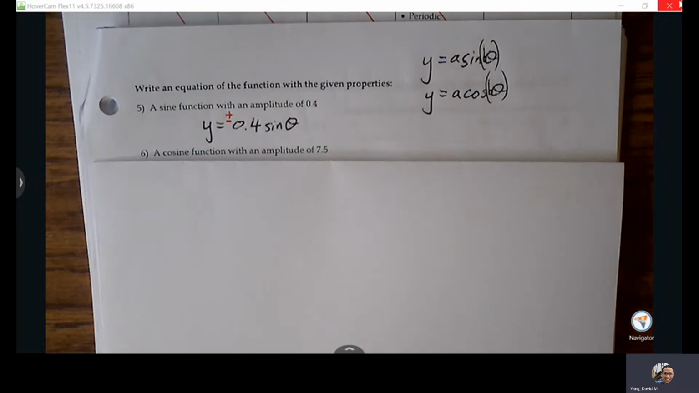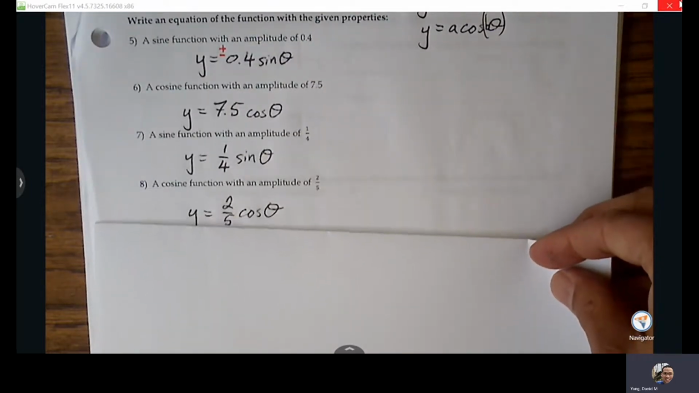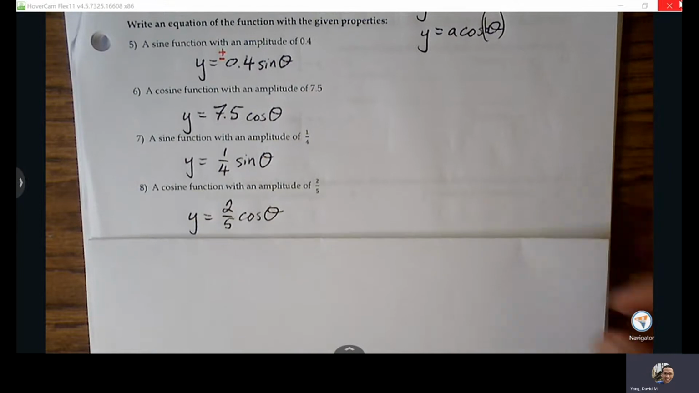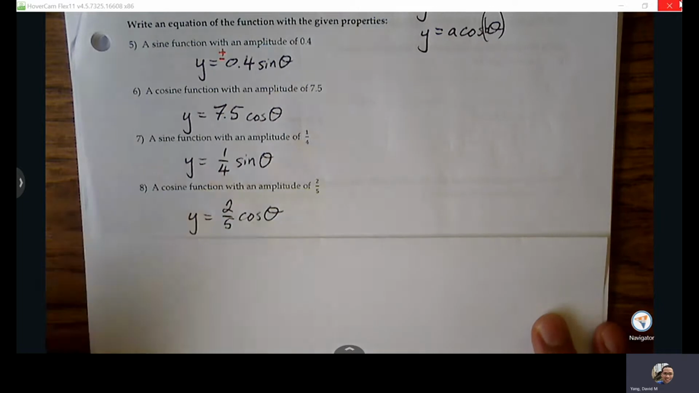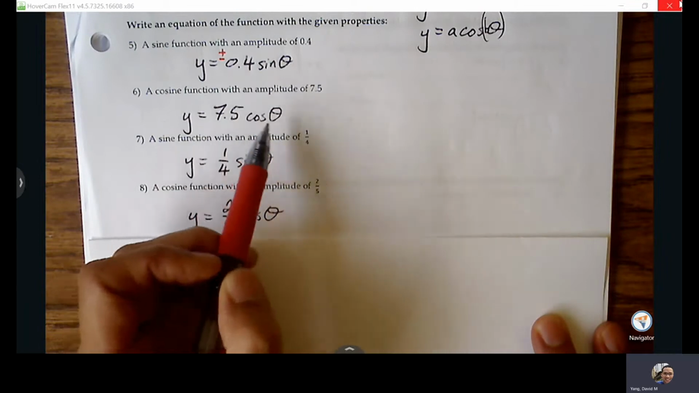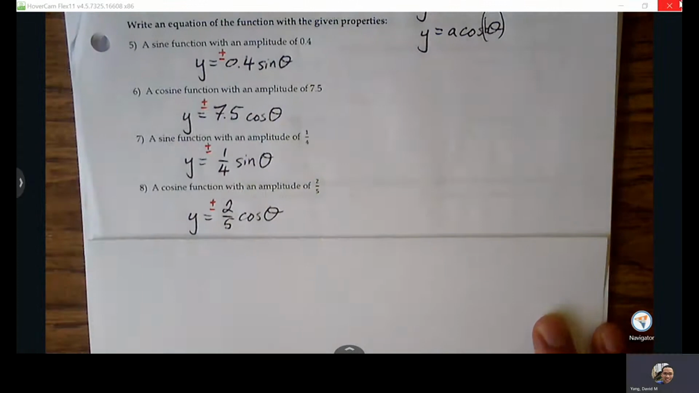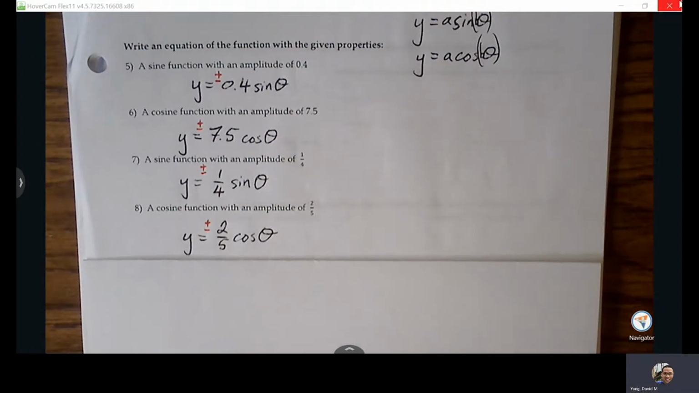Right. So 6 through 8, these are all really just taking that amplitude and inserting it where the A variable is. If it's an exact value, it doesn't matter. But if it's like 2/3, then we definitely want 2/3 rather than 0.6667. Either is fine as long as they're both exact. Okay. So no challenge there, right? You're just taking whatever amplitude they give you and inserting it for the A variable.